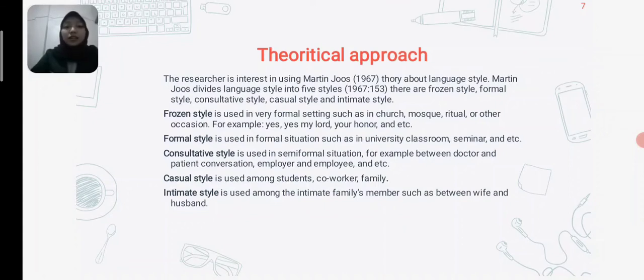Consultative style is used in semi-formal situation, for example, between doctor and patient conversation, employer and employee, and etc. Next is casual style, is used among students, co-worker, and family. The last is intimate style. Intimate style is used among the intimate families members, such as between wife and husband.